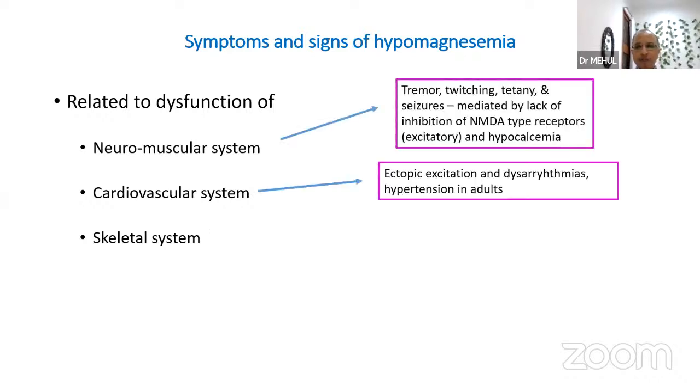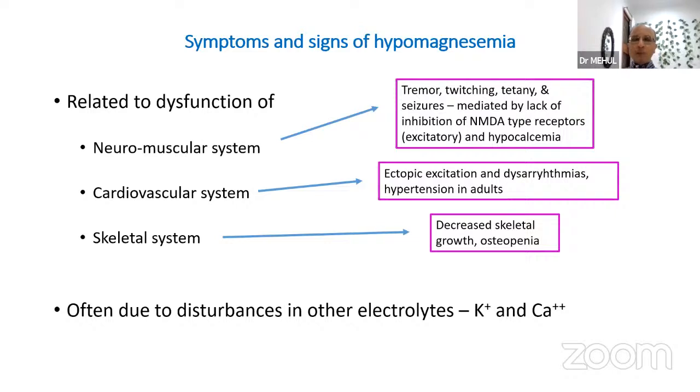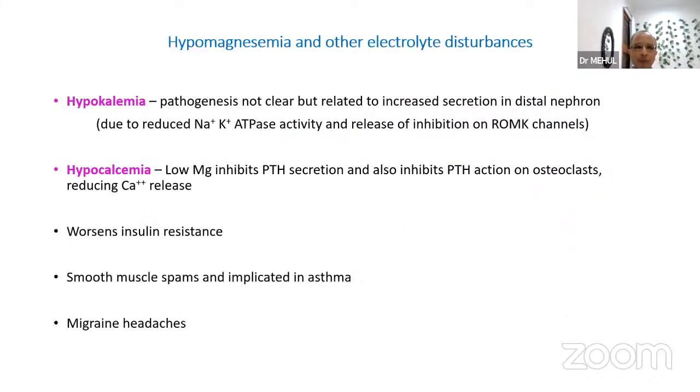As mentioned over here, we are all familiar with this, and I will not go into the details of the symptoms over here. And often the symptoms of hypomagnesemia are related to disturbances in other electrolytes, especially potassium and calcium depletion. So how does hypomagnesemia cause hypokalemia? Again, the pathogenesis is not clear, but what has been postulated is that magnesium physiologically inhibits the apical membrane renal outer medullary potassium channels in the cortical collecting tubular cells as well as in the thick ascending limb of loop of Henle. So when there is magnesium depletion, the inhibition on these ROMK channels is released, and hence more potassium is secreted.